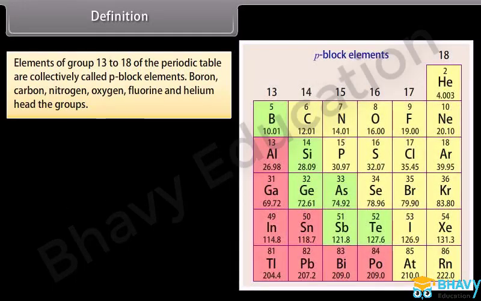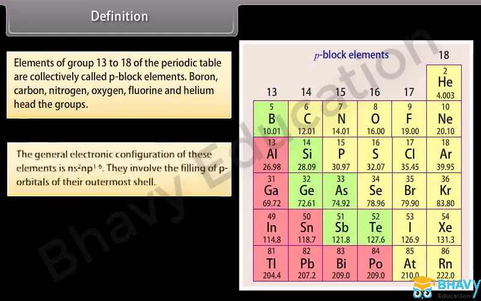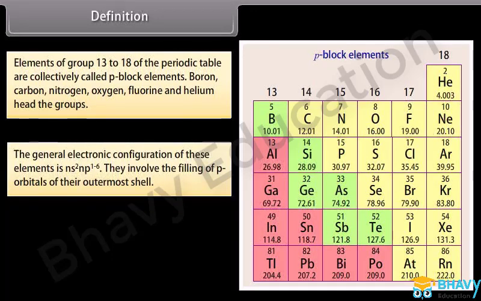Definition. Elements of group 13 to 18 of the periodic table are collectively called p block elements. Boron, carbon, nitrogen, oxygen, fluorine and helium head the groups. The general electronic configuration of these elements is ns2, np1 to 6. They involve the filling of p orbitals of their outermost shell.